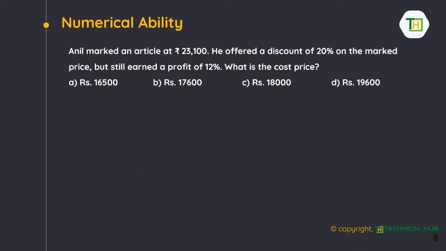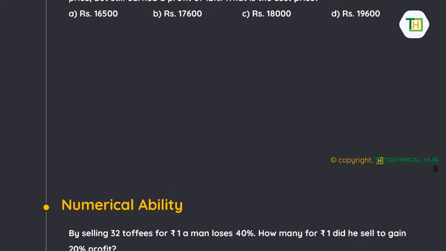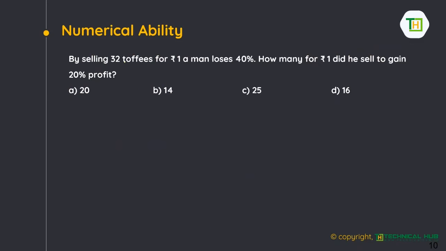Next question. By selling 32 toffees for 1 rupee, a man loses 40 percentage. And how many toffees for 1 rupee did he sell in order to gain 20 percentage? Gain is nothing but profit, right? Here, this kind of problem you can directly solve just in one step.